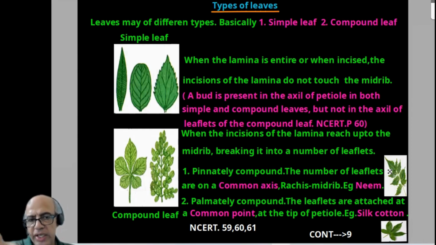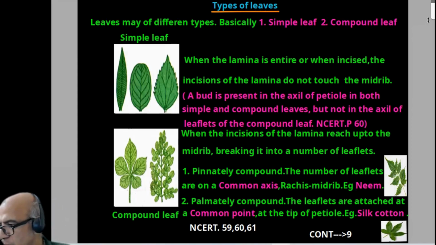And this way, NCERT explains it in page number 59, 60, 61. Now, here I have given a separate coloration. A bud is present in the axil of the petiole in both the simple and compound leaf. It's a famous question, but not in the axils of the leaflets of the compound leaf. That means in the axils of the leaflets of the compound leaf, you cannot find a bud. A bud is usually present at the axil of the petiole in both the simple and compound. In between leaflets, no bud is seen. I think the idea is clear, an important question. Now we can proceed to the next page.